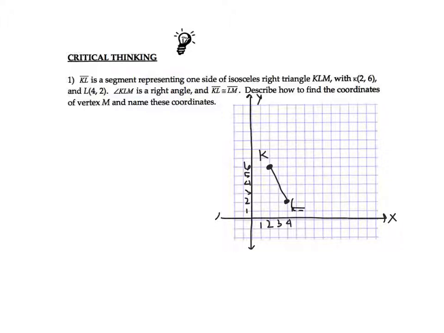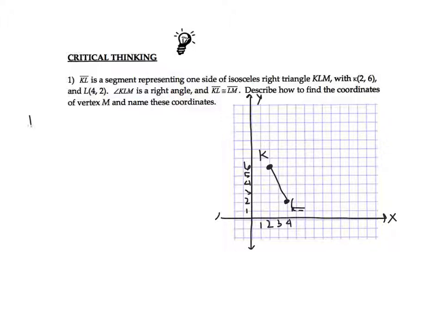The next thing we know is that angle KLM is a right angle, which means our segments KL and LM are going to be perpendicular. So if we find the slope of our line KL, we can use that to find the slope of our line LM. That will help us get to our point.